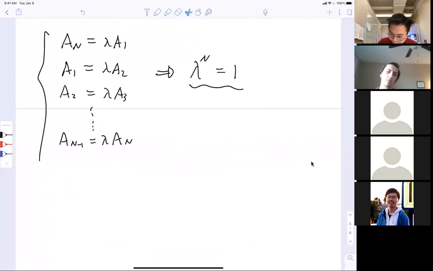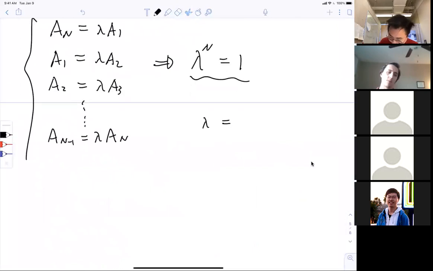And this would give us the number equal to exponential i pi divided by n times L. Let's label the eigenvalue with L, and L equal to 0 to n minus 1.